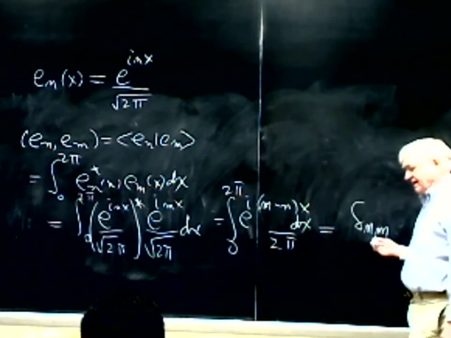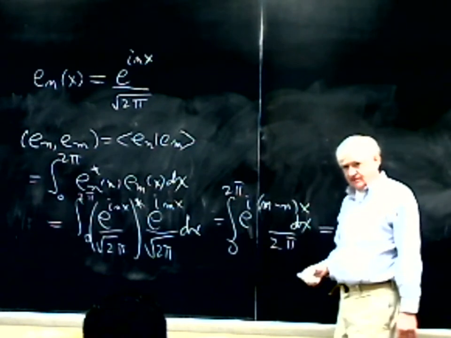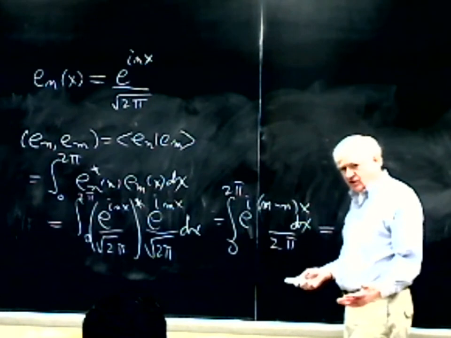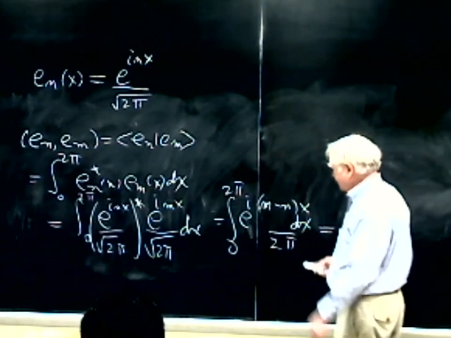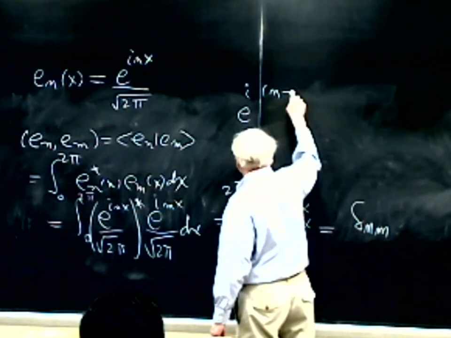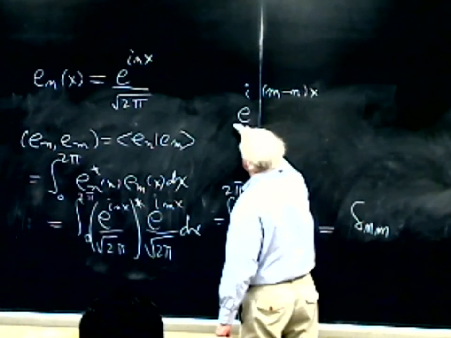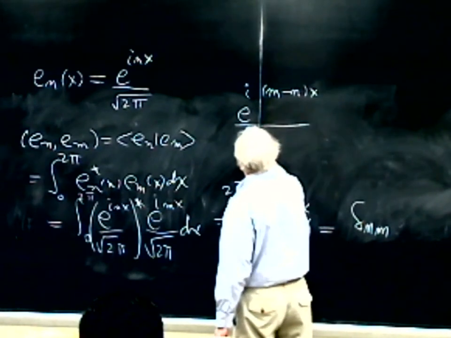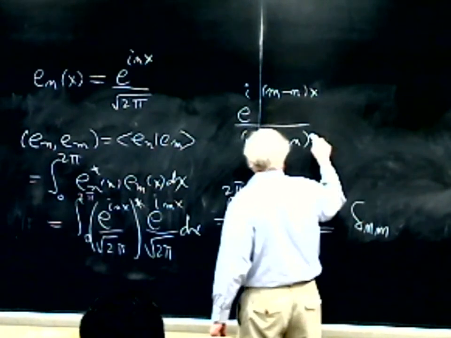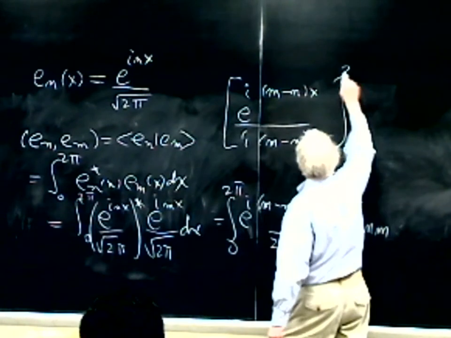In other words, it's delta m n, at least for n equals m. Now what if m is not equal to n? Well, then you have to actually do the integral with your fingers. And then what you get is e to the i (m minus n) x divided by i (m minus n), so that's the indefinite integral, divided by 2 pi, evaluated at 0 and 2 pi.